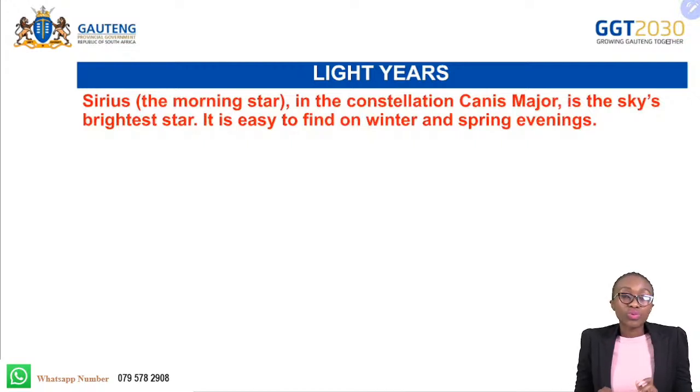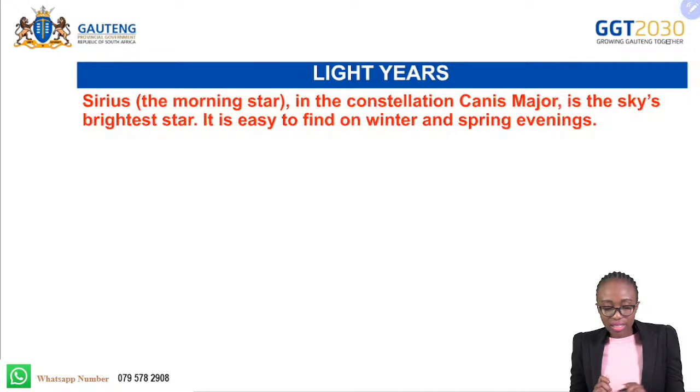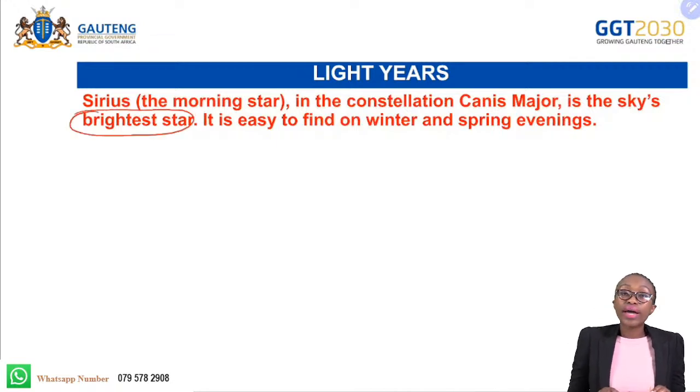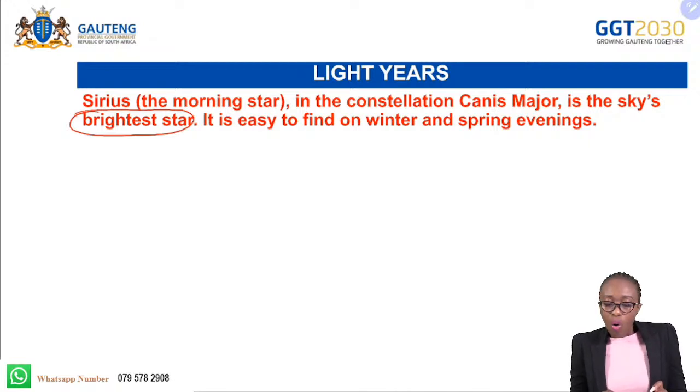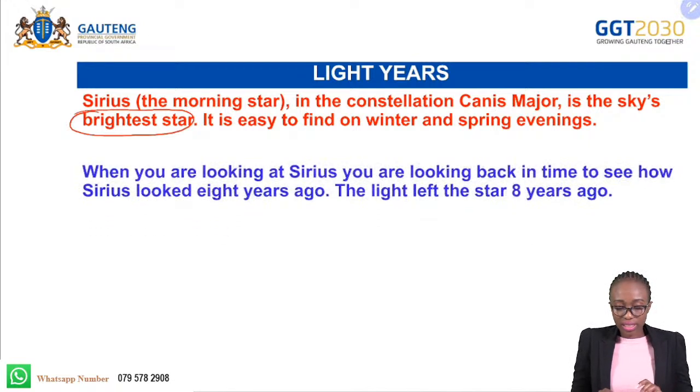So Sirius, which is the morning star, is in the constellation Canis Major. It is the biggest star in the sky, and it is easy to find in winter or spring mornings. So on winter and spring mornings, the morning star is easy to find. You can easily see it.